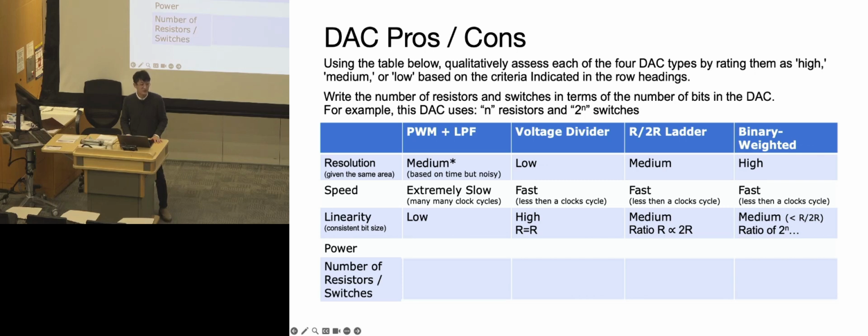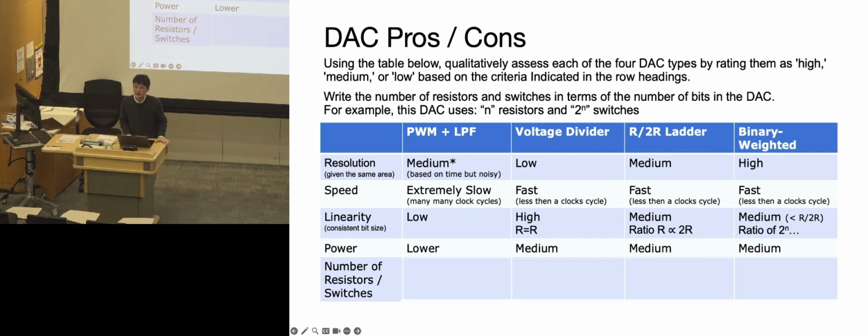How about the power consumption? Basically, the PWM will be on the lower end because it doesn't require any of these components. For the latter ones, because of a bunch of resistors connected in the circuit, that essentially gives you slightly higher power consumption. But it's not too bad in general.